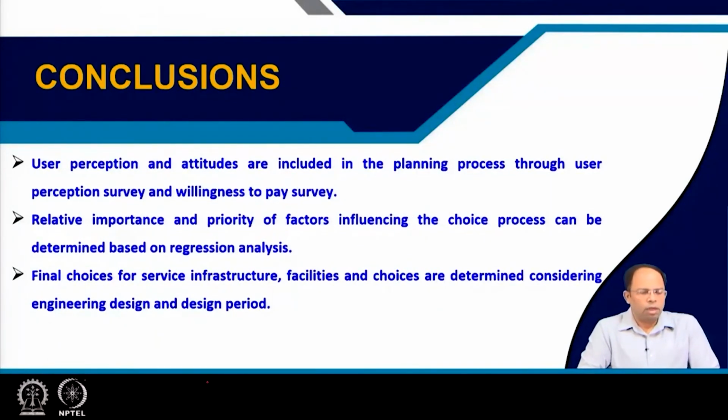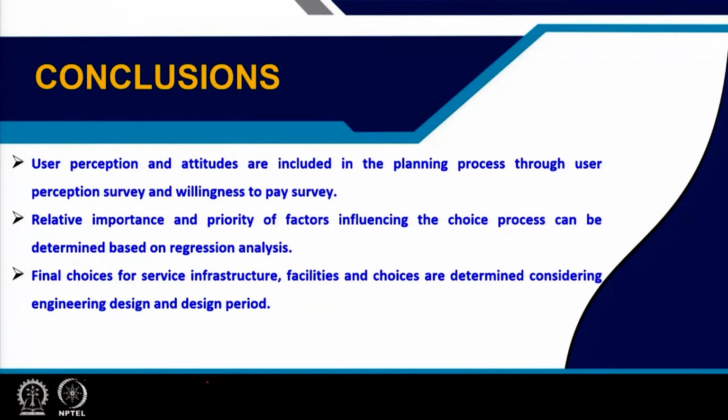To conclude, user perception and attitudes are included in the planning process through user perception surveys and willingness to pay surveys. Relative importance and priority of factors influencing the choice process can be determined based on regression analysis. Final choices for service infrastructure, facilities and choices are determined considering engineering design and the design period.